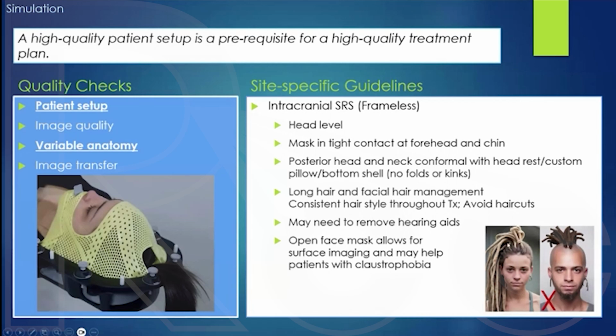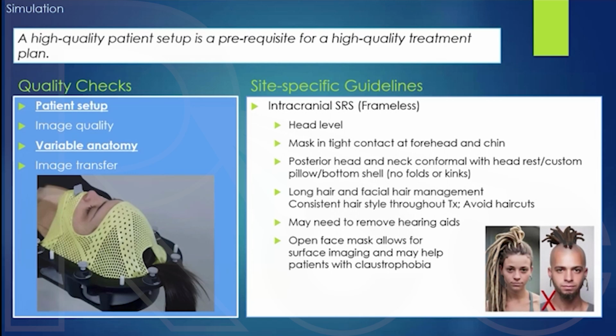So if we start out with a patient who has a lot of hair, and then that patient shaves their head or has a significant haircut, the mask is no longer going to be firm and secure. And so that presents an issue with immobilization. If a patient has hearing aids, those may need to be removed prior to simulation. And if a patient has claustrophobia, then we could consider an open face mask that can help mitigate those symptoms.